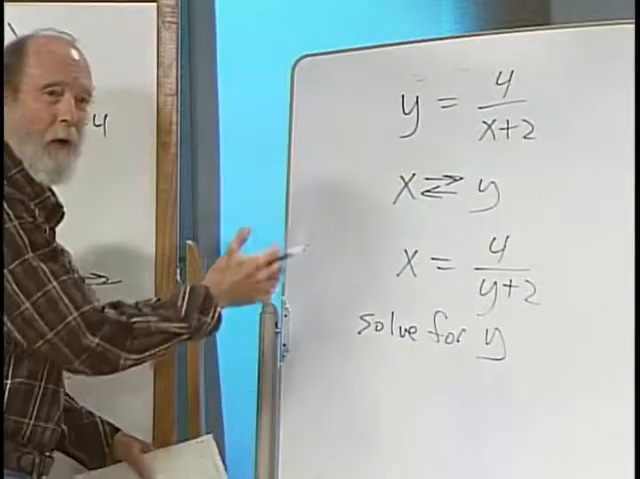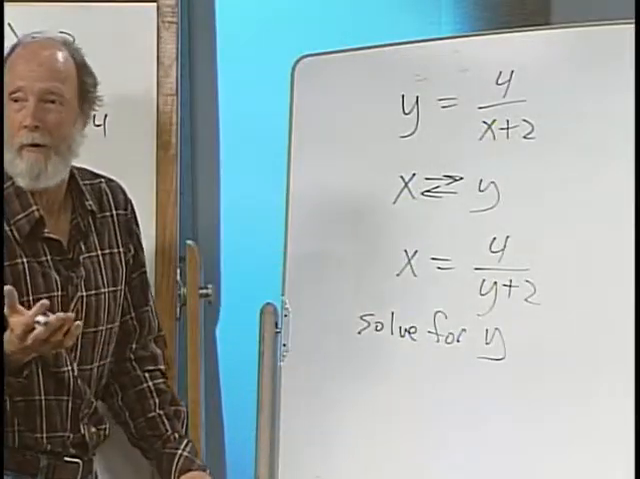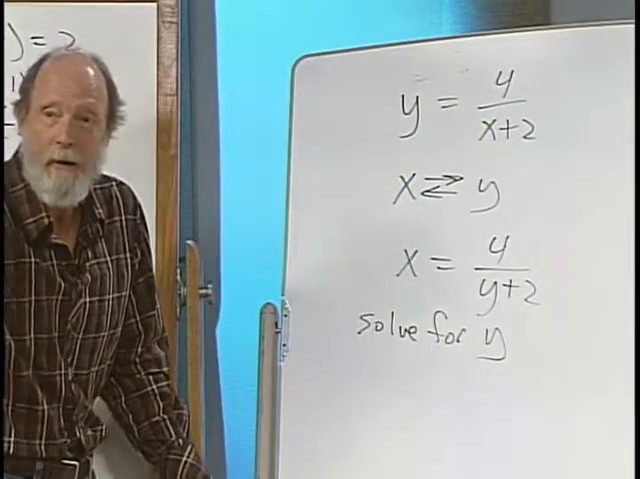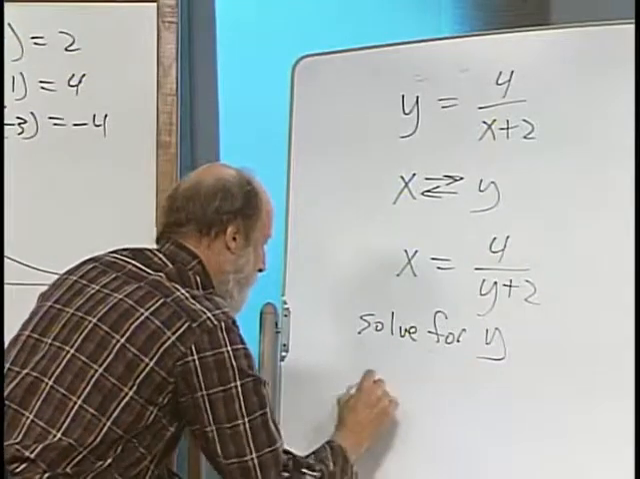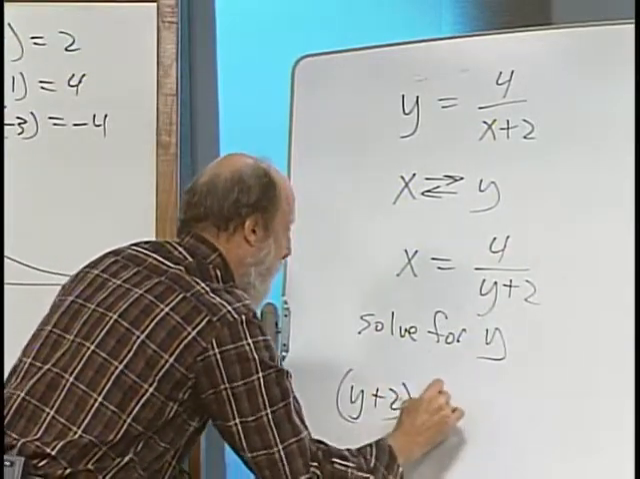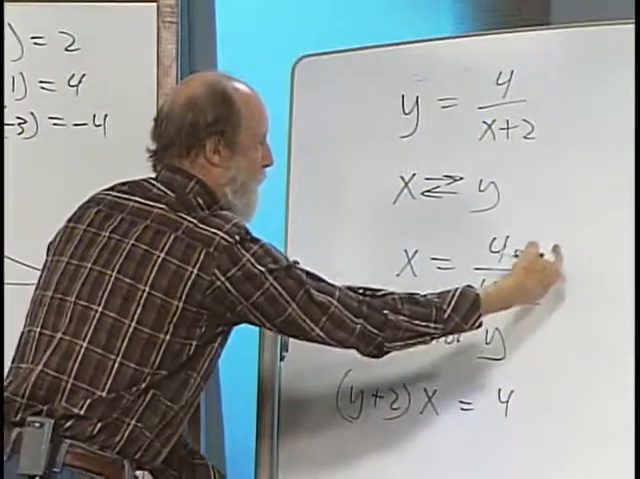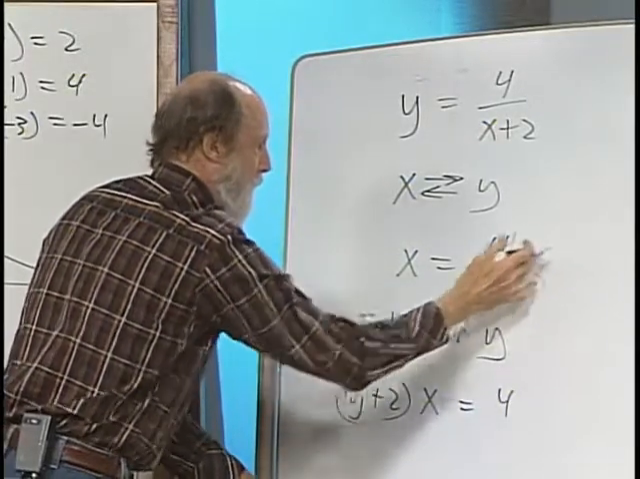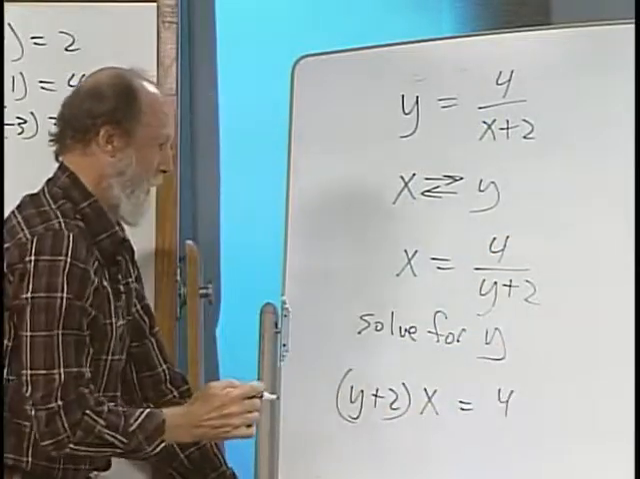So what's your first step typically that you do to clean up fractional equations? Tyler? Multiply both sides by the common denominator, which is y plus 2, right? So multiplying both sides by y plus 2, we get (y plus 2) times x equals 4. Multiplying by y plus 2, you lose the y plus 2's. Okay, so we get this.